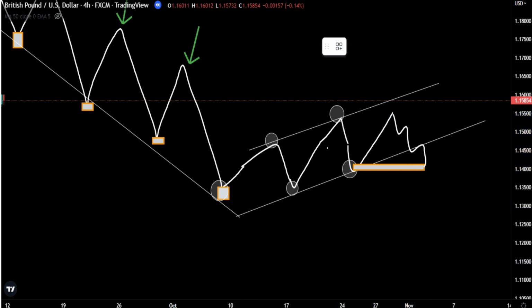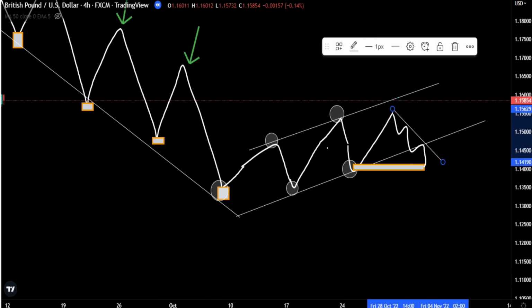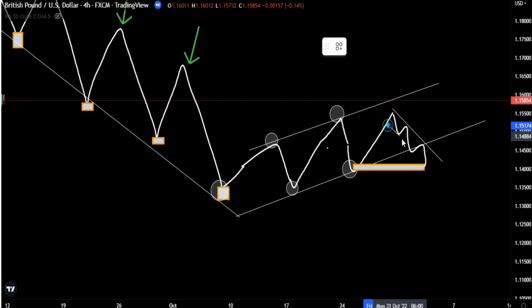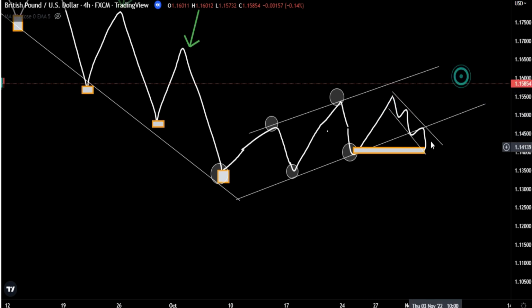You can actually use a descending channel. You connect this and also connect this. Then what are you going to be looking for? You are going to be waiting for a breakout from this trend line, okay. You're going to be waiting for a breakout from this trend line, or any candlestick pattern within this zone, which is a reversal candlestick pattern, for you to make entry.